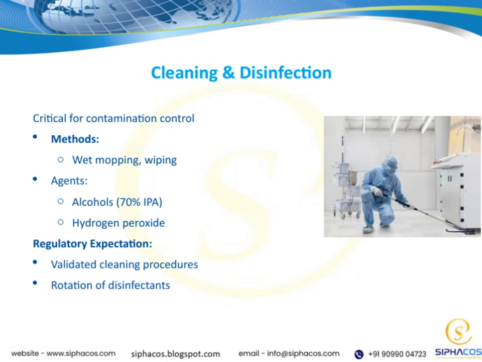As for the agents we use, alcohols like 70% isopropyl alcohol are common because they're fast-acting and effective against a broad range of microorganisms.